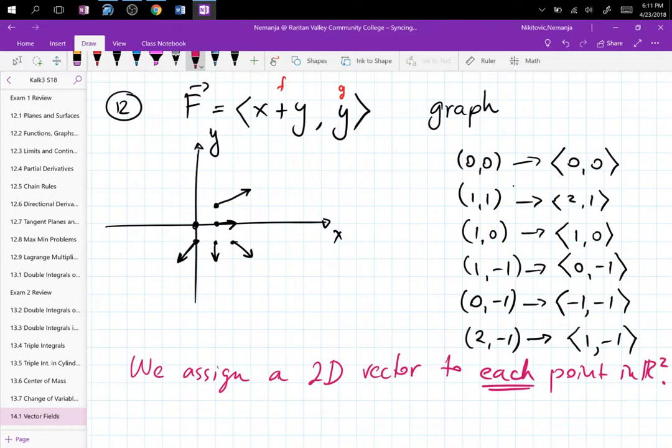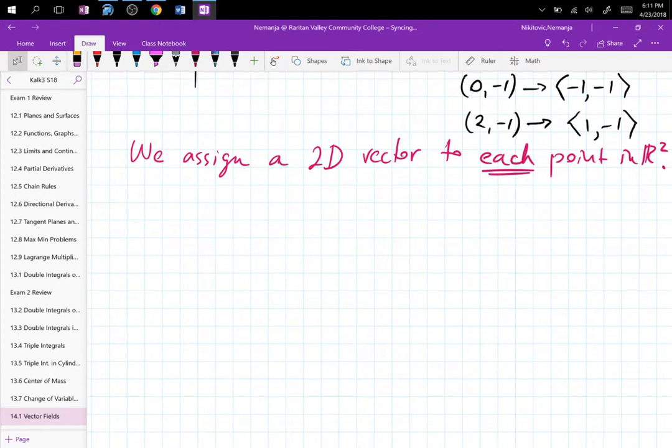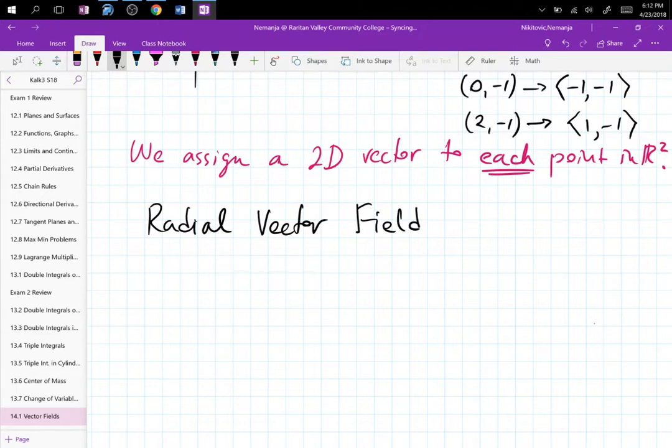Okay, let's now take a look at some important vector fields. One of those is going to be the radial vector field.